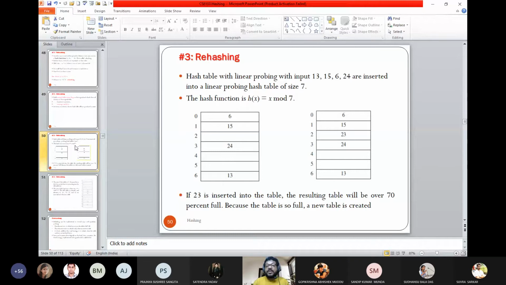Here is an example of rehashing. This is a linear table. You have 7 locations and I have to store 4 keys. I am using, let us say, the hash function x mod 7, and then we use the simple mapping order as we have discussed. If 23 is inserted into the table, the table will be 70% full, right? And when it is 70% full, the table size has to be doubled. Very simple, we double the table size.